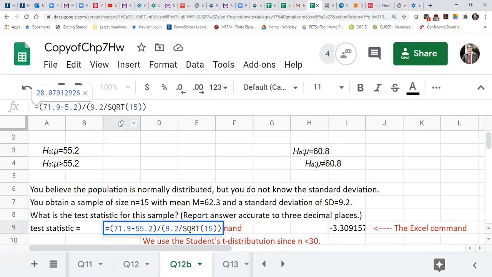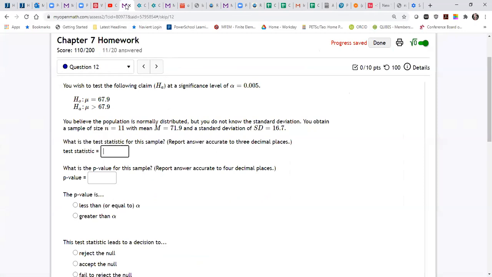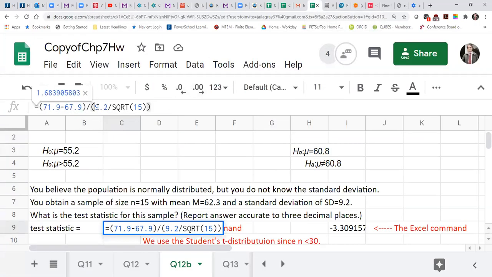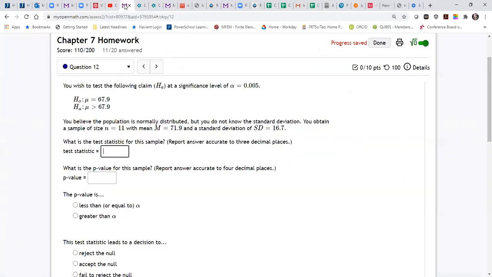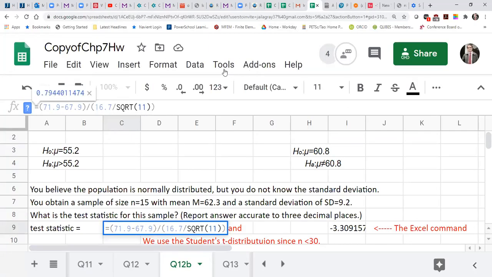$57.9. Oh, sorry, 67.9. Okay. And then the standard deviation is 16.7. So 16.7. And then the sample size is 11, right? Okay. 11. Enter.